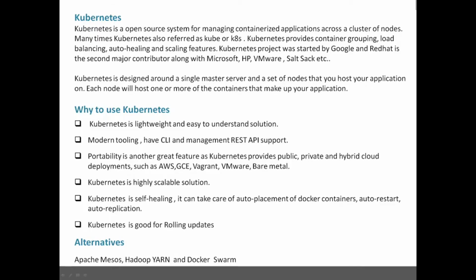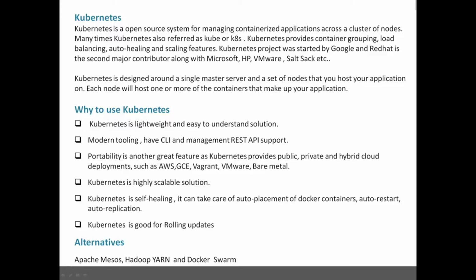First of all, what is Kubernetes? Friends, Kubernetes is an open source system for managing containerized applications across a cluster of nodes. Many times, Kubernetes is also referred to as Kube or K8s. Basically, Kubernetes provides container grouping, load balancing, and auto healing plus scaling features. This project was started by Google, and Red Hat is the second major contributor along with Microsoft, HP, VMware, SaltStack, and others.